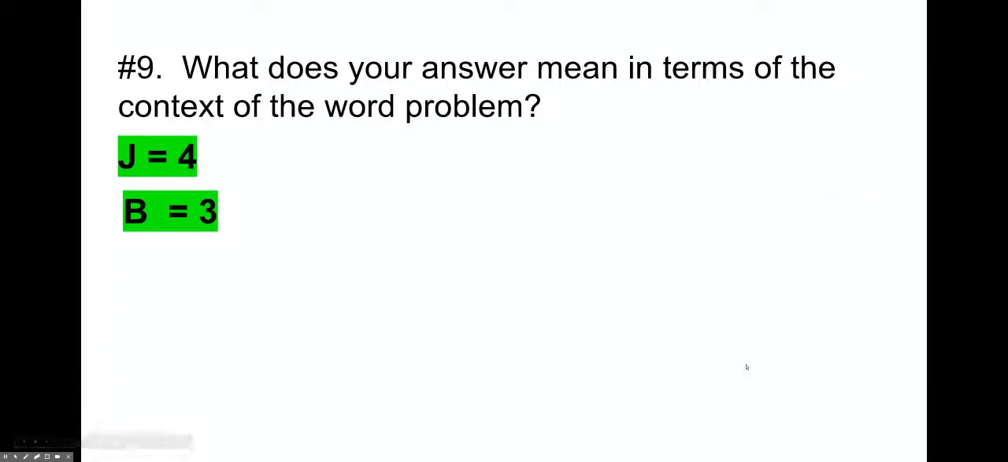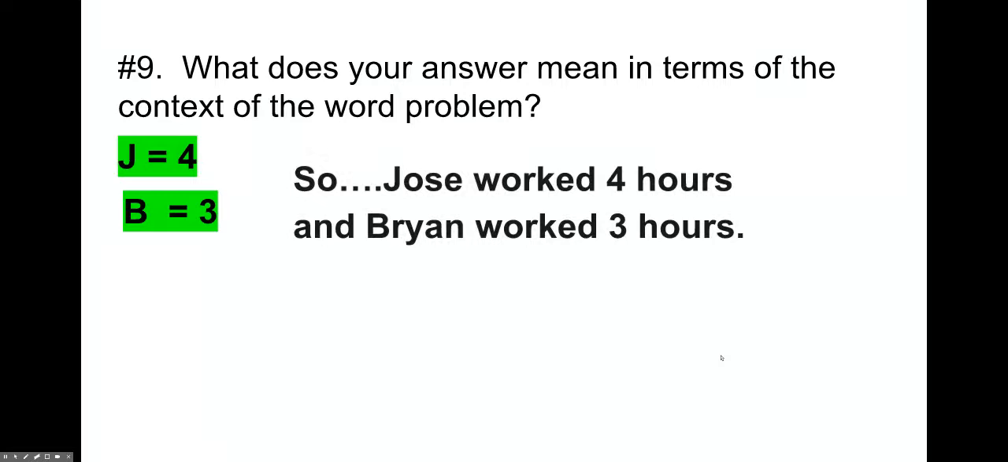What does your answer mean? So J equals 4 and B equals 3. But what does it mean in terms of the story about Jose and Brian making pizzas and getting paid for them? So Jose worked for 4 hours and Brian worked for 3 hours. You know this because we said at the beginning that J represented the amount of hours that Jose worked and B represented the number of hours that Brian worked.